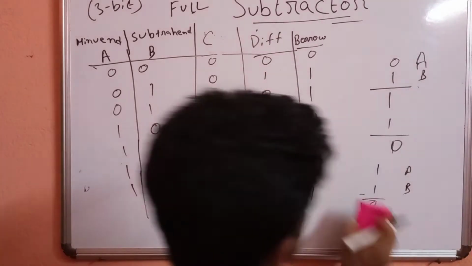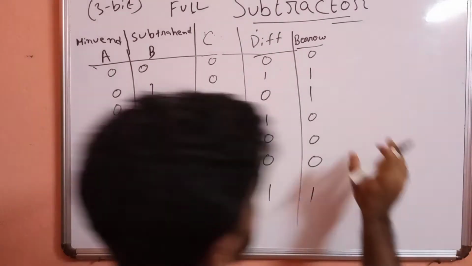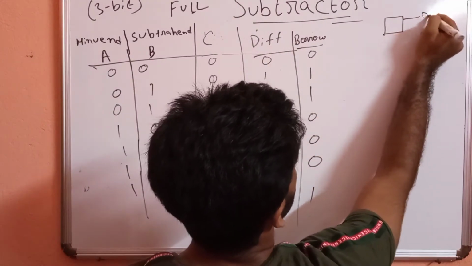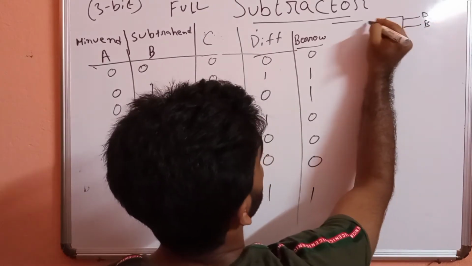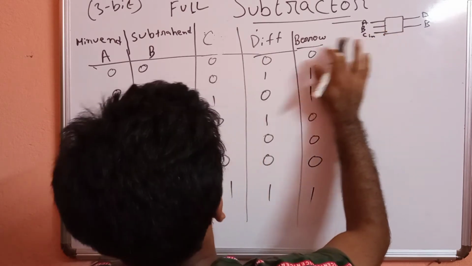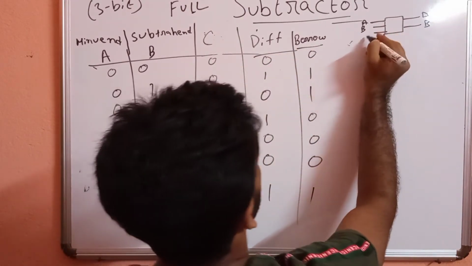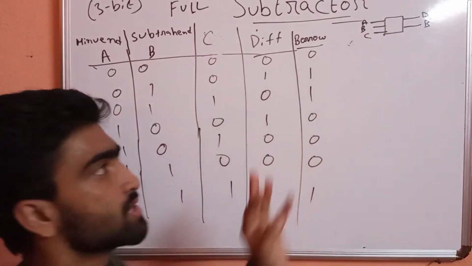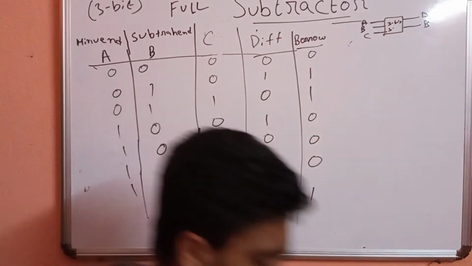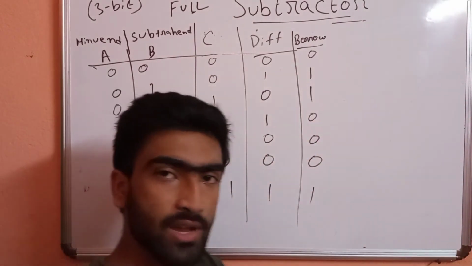Now what will be the simplified expression? First, what will be the block diagram? This is a 3-bit subtractor. Difference, borrow, A, B, here C in. Here B in, or you can write, I have taken C over here, you can write C only. It will be a 3-bit sub. So that will be the block diagram. The block diagram is very easy. I hope you all can do it.